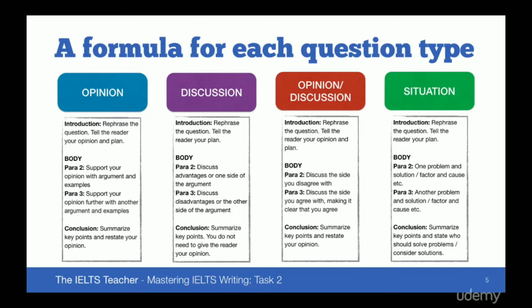And you do the same thing again for paragraph 3, or the second body paragraph. In the conclusion, you summarize those key points and state who should solve the problems or consider solutions. That's the only time in an essay like that where you may introduce some position vocabulary, like I believe or my view is that. So those are the 4 different question types. Those are the 4 different essay structures. Now you can use those to write an appropriate format for your essay.